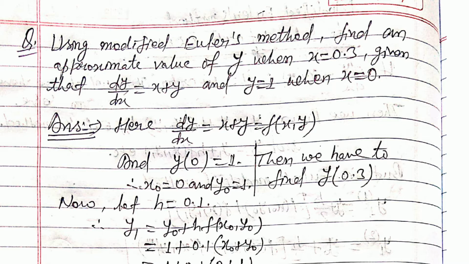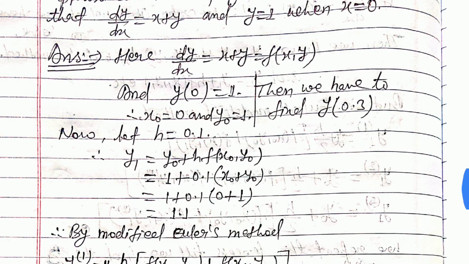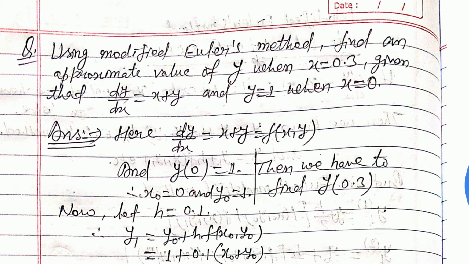We have seen this differential equation exactly in the example of Euler's method in previous videos. You can see it also. And in this video, we are going to solve the same differential equation using modified Euler's method. Now we start to solve that. Here we have to find the value of y when x is equal to 0.3.